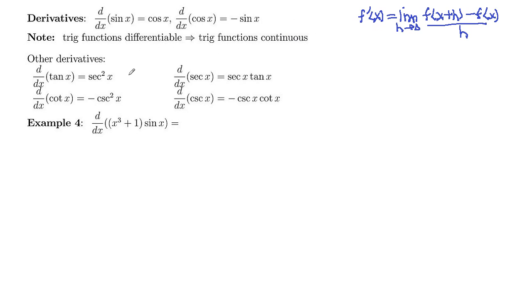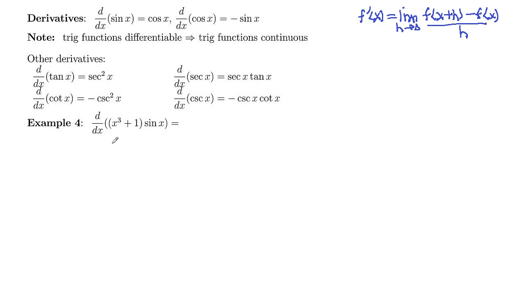Now, some other derivatives that we can actually show from these two: the derivative of tangent x is secant squared, and the derivative of secant x is secant tangent. And then the derivative of cotangent is negative cosecant squared, and the derivative of cosecant is negative cosecant cotangent. So notice that all of the cofunctions, their derivatives here, all involve the negative sign.